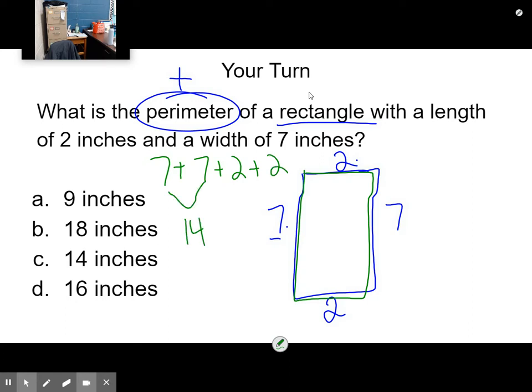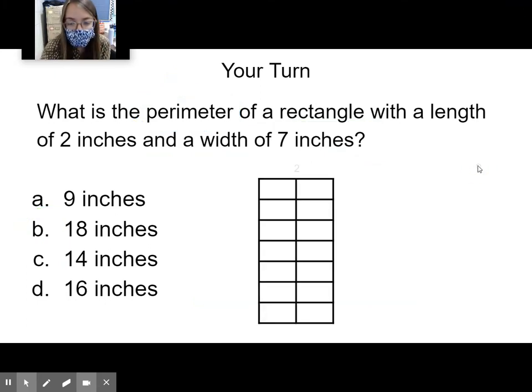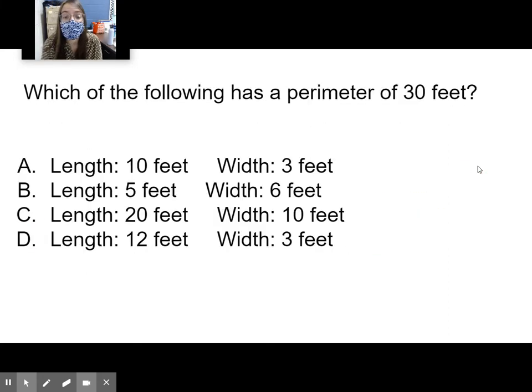Well, 7 and 7 is 14. 2 and 2 is 4. So if I put 14 and 4 together, I'm going to get 18. So the perimeter of this rectangle is 18 inches because we're working with inches. P, perimeter, plus. All right, so I can use perimeter to also solve other questions. I could work backwards if I know the perimeter, but I'm trying to find the length and the width. Like in this question, it says, which of the following has a perimeter of 30? So remember, P, perimeter, plus.